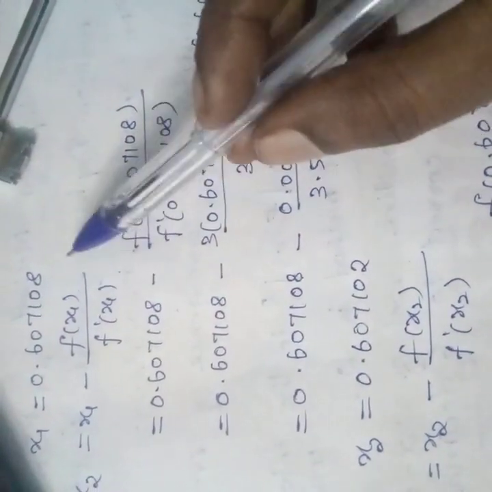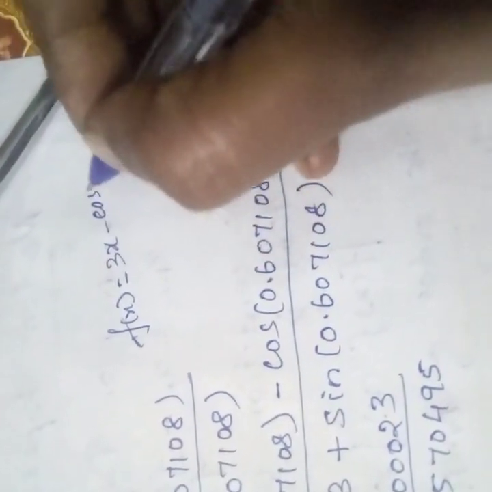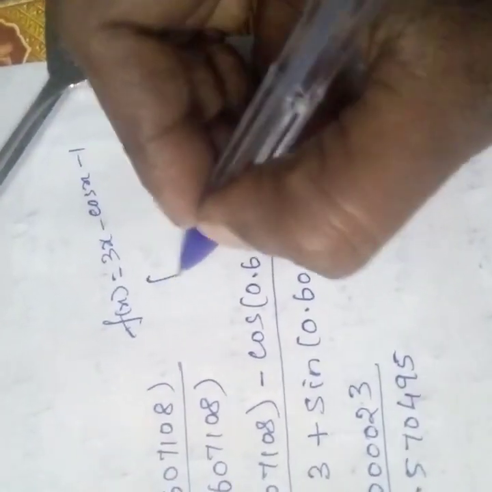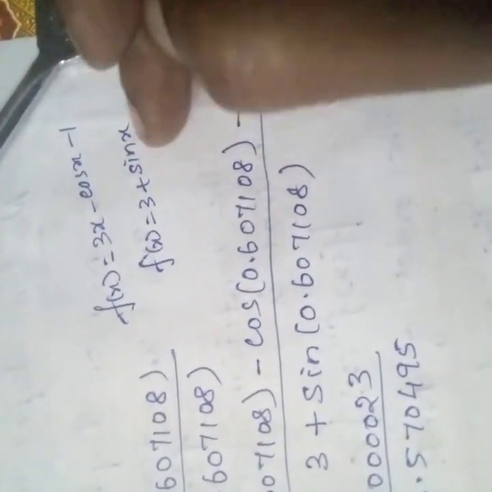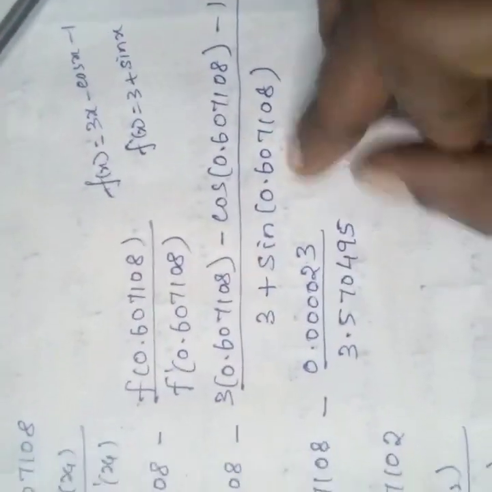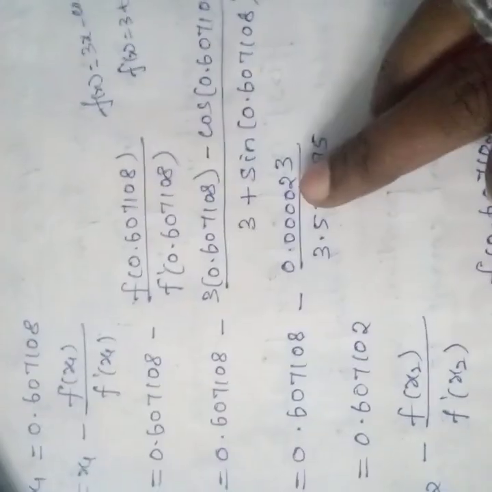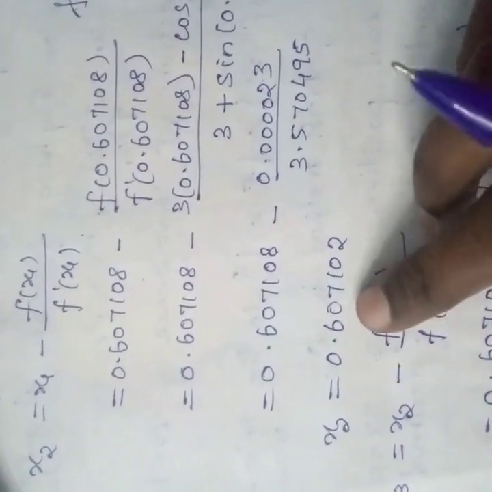F of x means we must substitute in f of x. What is our f of x? F of x is equal to 3x minus cos x minus 1. This is our f of x, and f dash of x is equal to 3 plus sin x. This is our f dash of x. F of x in the numerator, f dash of x in the denominator. Substitute the value and simplify, we get the x2 answer. Okay, x2 answer is 0.607102. It's correct to 6 decimal places.